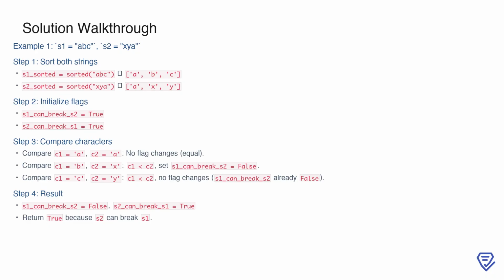At the end, s1_can_break_s2 is false and s2_can_break_s1 remains true, which means S2 can break S1. Therefore, we return true.